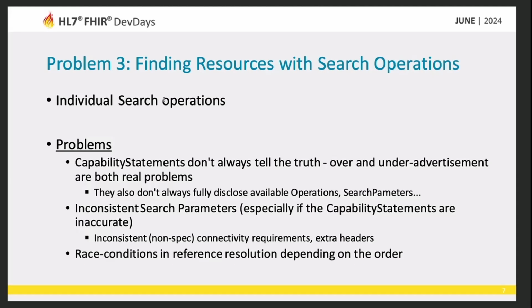Great, we're rolling, except that capability statements don't always tell the truth, both in terms of over and under advertisement. So, under advertising the resources that are actually supported, under advertising the operations that are supported, so under advertising support for everything, as an example. They don't always fully disclose the search parameters. Then once you get down into this, there's also just weird connectivity requirements in actually sending the FHIR requests. Some implementations require extra headers. Basically, there's a world of non-spec problems that you'll run into when you connect to 400 of these things.